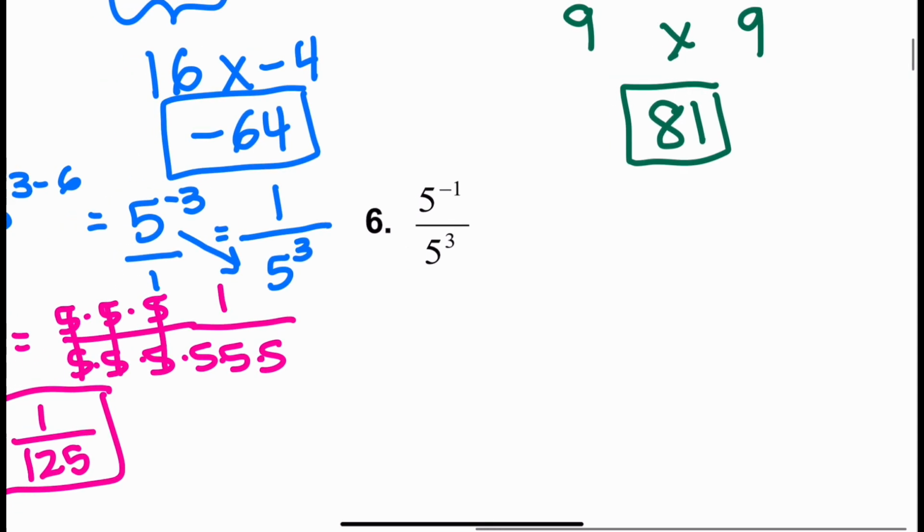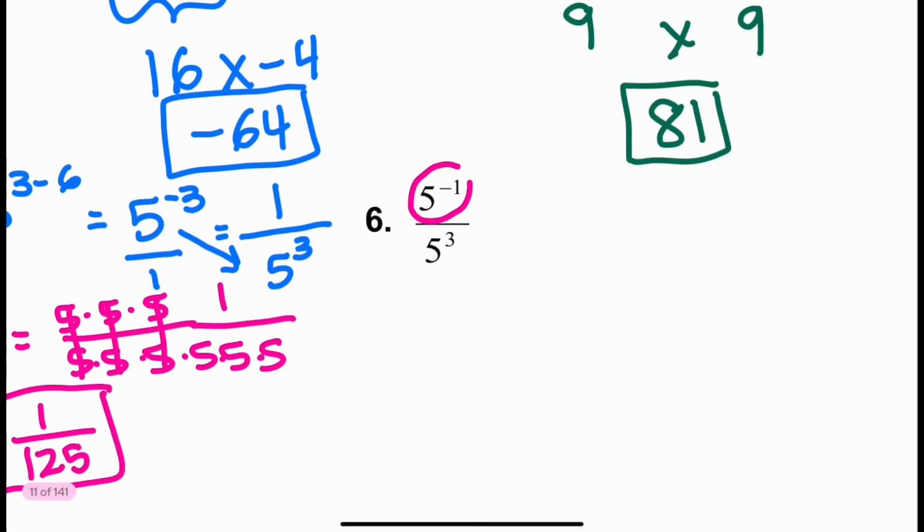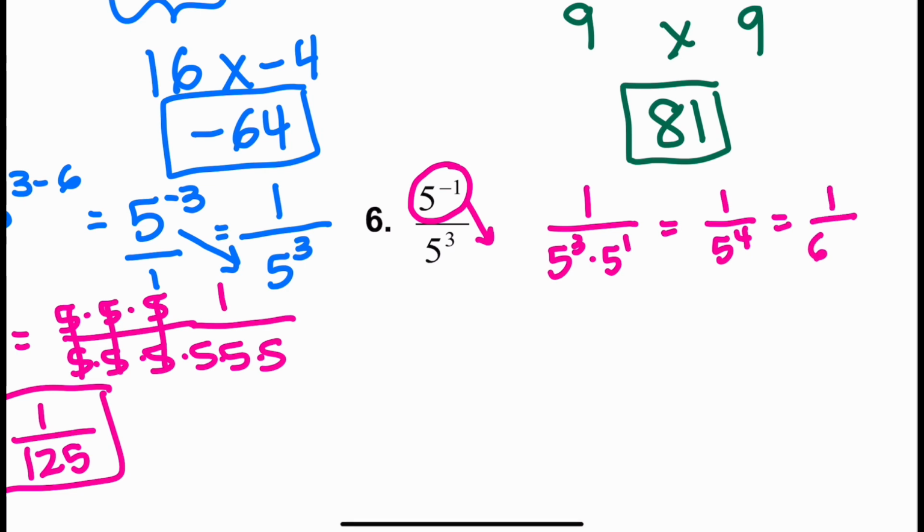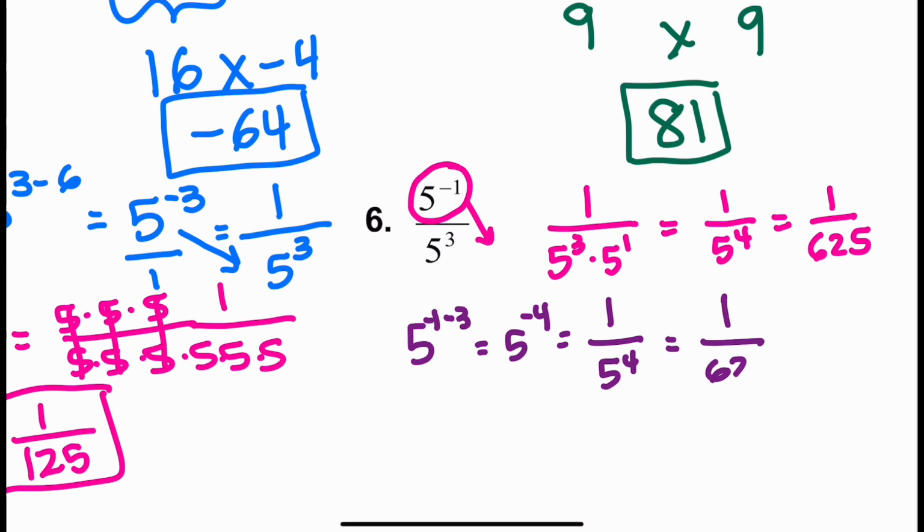Looking at number 6, we have our negative exponent. We never want the negative exponent. We can take it to the denominator and make it positive. We're going to have a 1 left in the numerator. If everything leaves, we'll have 5 to the 3rd times 5 to the 1st. We're going to add those exponents, which is going to be 5 to the 4th. This is going to be 1 over 625 there. Another way you could think about this is you could say 5 to the negative 1 minus 3 is 5 to the negative 4, which equals 1 over 5 to the 4th, which is 1 over 625.